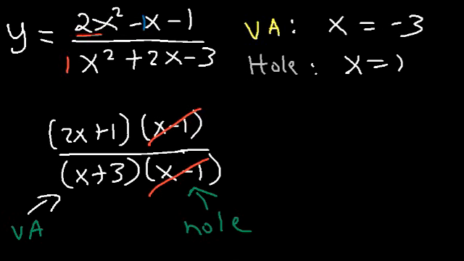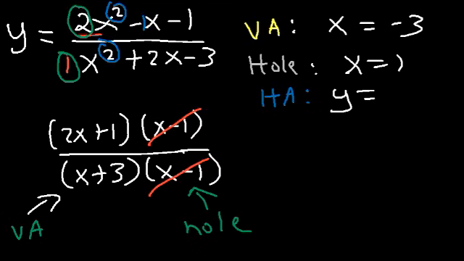Now, what's the horizontal asymptote for the graph? Notice that the degree of the numerator is equal to the degree of the denominator. The highest exponent is 2. So whenever that happens, divide the coefficient of the numerator by the denominator. So 2 over 1 is 2. Therefore, the horizontal asymptote is y is equal to 2. If the degree of the numerator is 1 higher than that of the denominator, you no longer have a horizontal asymptote. Instead, you have a slant or an oblique asymptote. Now, if the numerator is 2 or more units higher than the denominator, then you have no horizontal or slant asymptote.